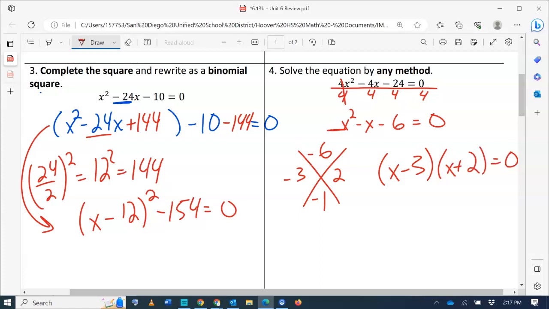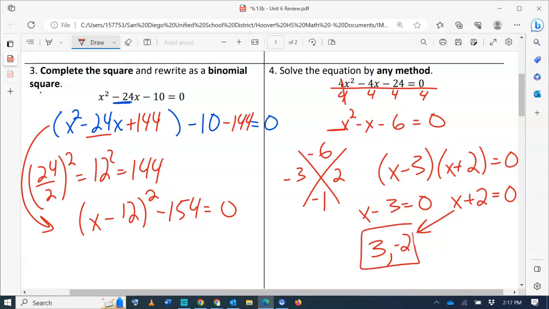And then each of these are set to equal 0. So x minus 3 equals 0. X plus 2 equals 0. That means my answer for this first one is 3. And here would be negative 2.